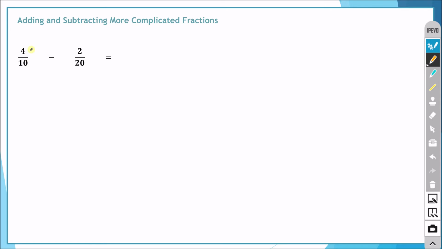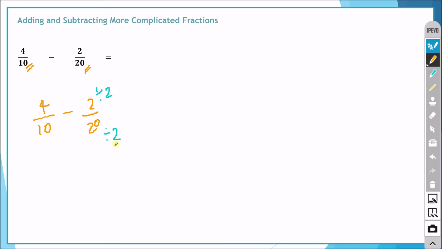So here's our next example. We've got 4 over 10 minus 2 over 20. So we've got the same problem as we had before. The denominator here and the denominator here are not the same, so we need to make them the same. So we've got 4 over 10 minus, what can we do to 2 over 20 to make it the same as 4 over 10? What we can do is take the top and bottom and divide them both by 2.